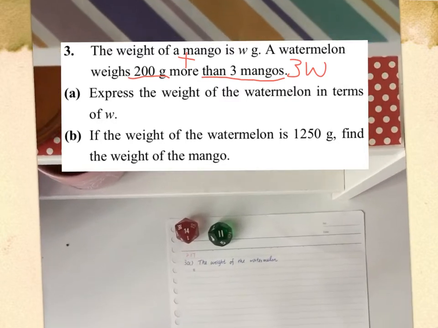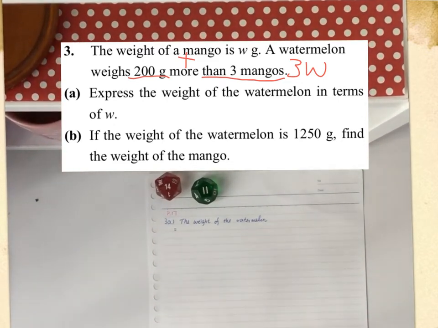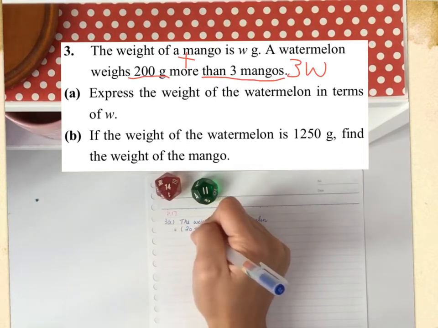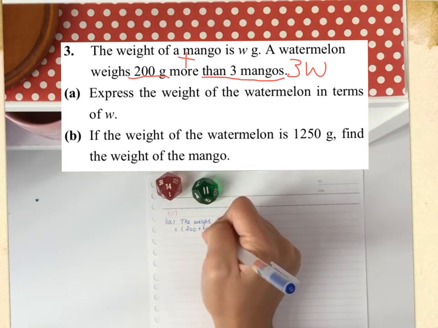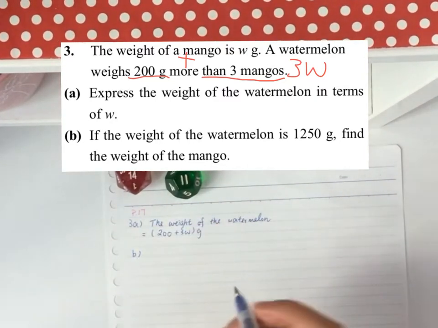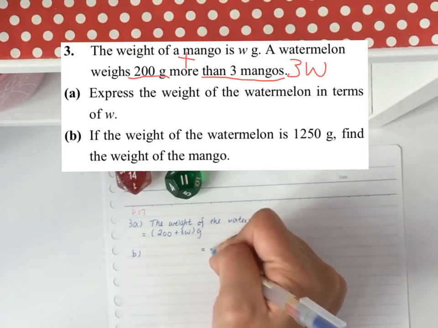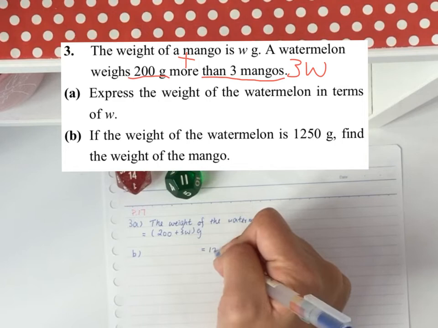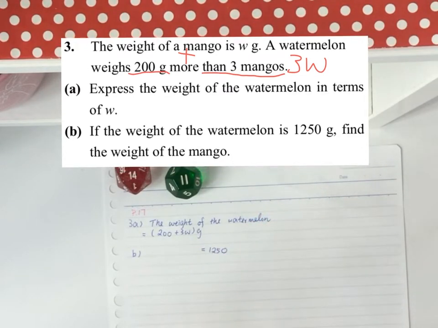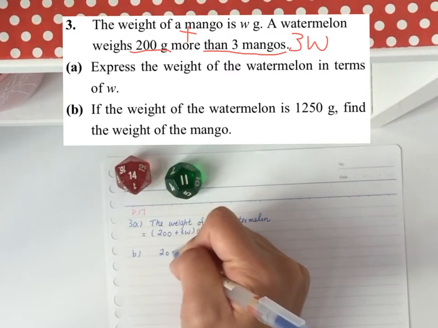So let's see how the presentation goes. Step 1, write down the sentence because we need to make sure everyone understands what you write. Then we write down the values, which is 200 plus 3W. But remember, both of them have the unit gram. After that, we can use it for calculation, because in part B it says, if the weight of the melon is 1,250 grams, we want to find the weight of the mango.